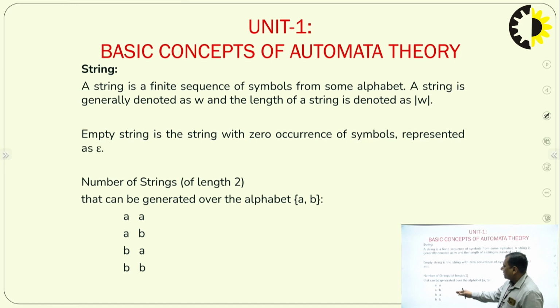Now we have some examples. Number of strings of length 2 that can be generated over the alphabet {a, b}. How many strings of length 2 can be formed? They are AA, AB, BA, BB. Although with the combination of A and B we can have n number of strings, or we can say an infinite number of strings, for the length of 2 we will have only 4 strings, that is AA, AB, BA and BB.